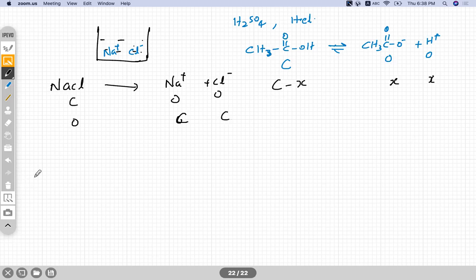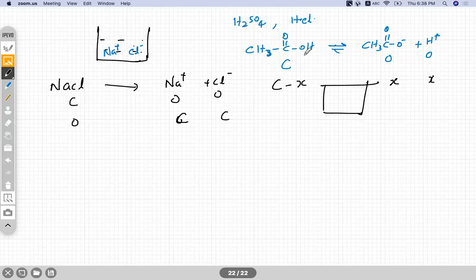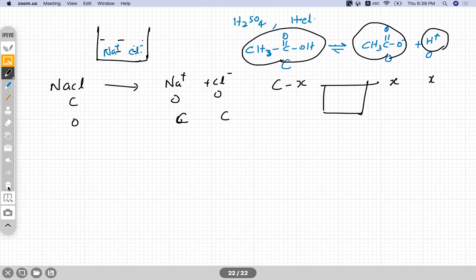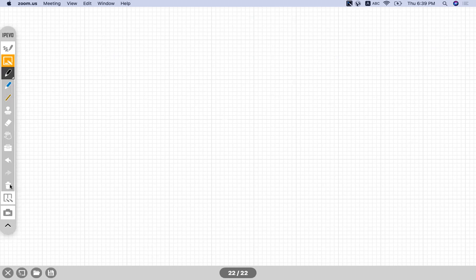There will be exchange of electrons, but the molecule will retain its property in the solution. After some time, if you look at this mixture, you will get CH3COOH, you'll get CH3COO minus, you'll get H plus. So there will be transfer of electrons, but entirely this compound won't decompose into these ions. That is what I'm talking about. We'll discuss electrolytes in ionic equilibrium. There we'll talk about strong and weak electrolytes.